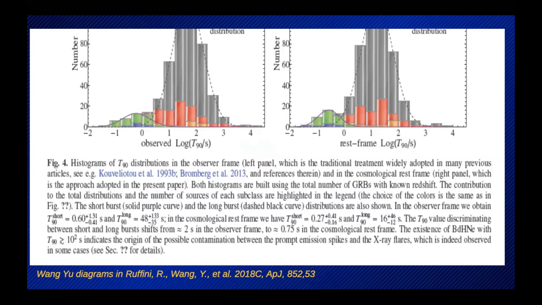The key idea in our approach is that we know, of course, that there are short GRBs and long GRBs. It was Cuvelliotto who first made this distinction. And here we present an update of this difference, where the short GRB and the long GRB are represented. The only difference of the two diagrams is that we use in this diagram a rest frame description of the sources, by which the difference between the short and the long gamma ray burst is not 2 seconds as traditionally thought, but 0.75 seconds. And this is one of the great contributions of Wang Yu.